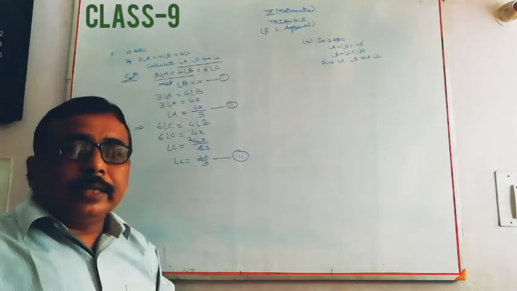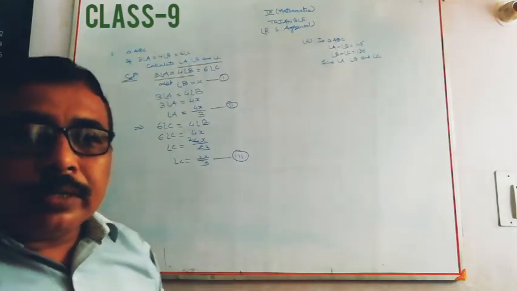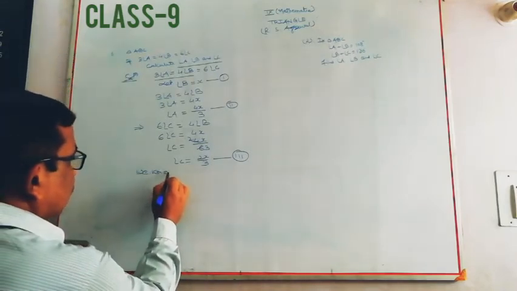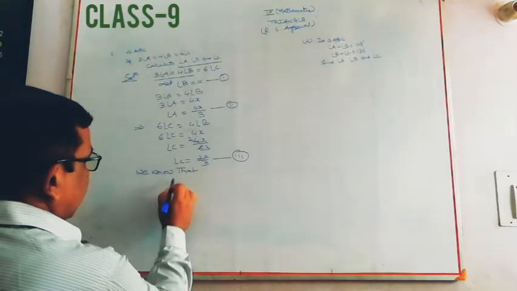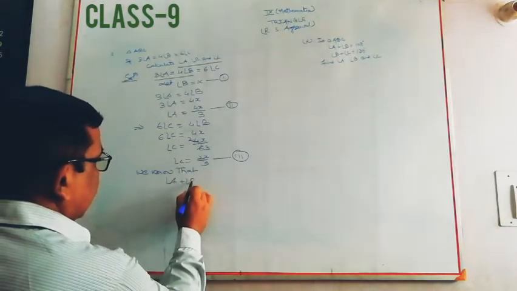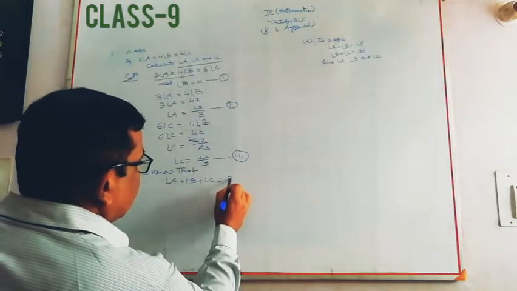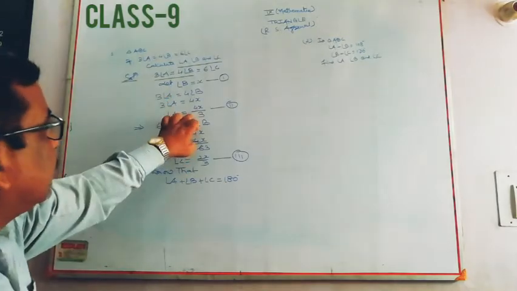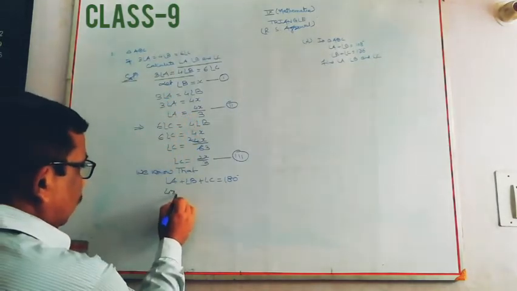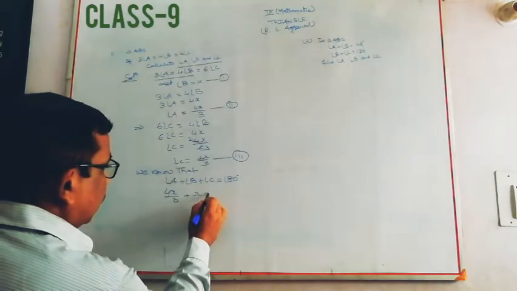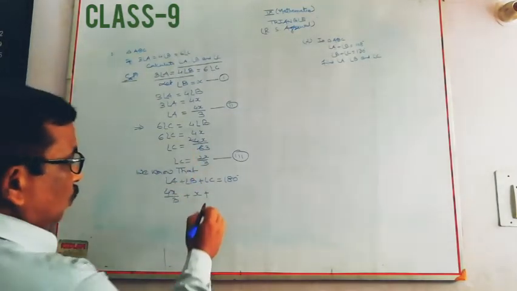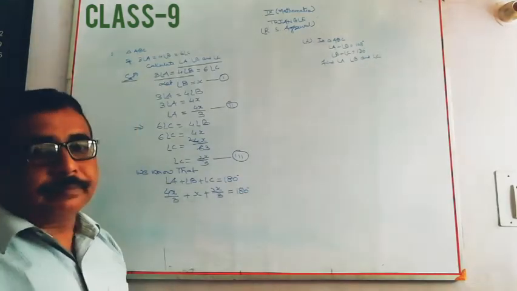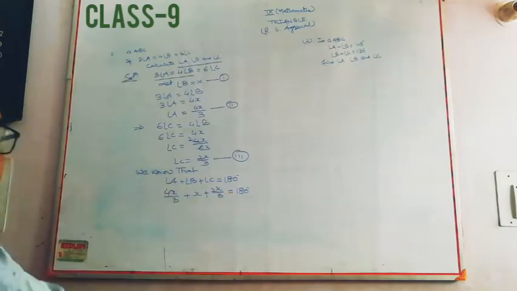And you know that in a triangle ABC, the sum of angles of a triangle is 180 degree. You write here, you know that angle A plus angle B plus angle C is equal to 180 degree. Then after putting the value of A, B and C: A is equal to 4x by 3, B is equal to x, C is equal to 2x by 3, is equal to 180 degree. Then find the value of x. That is a simple type equation.